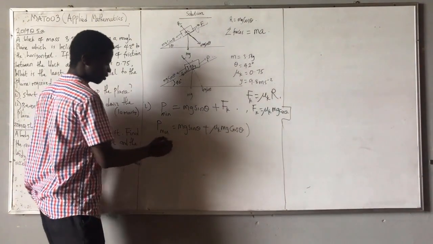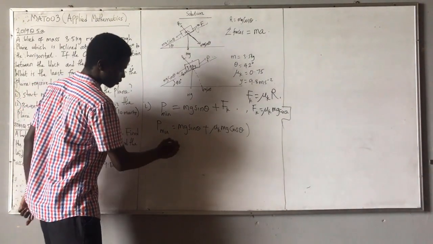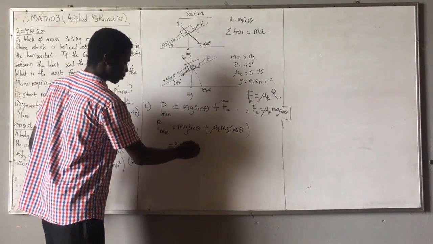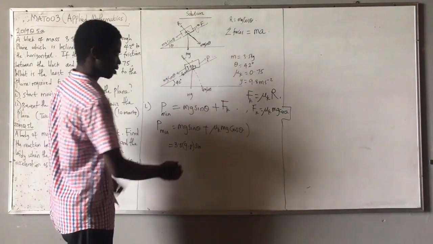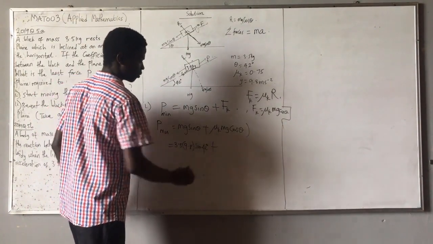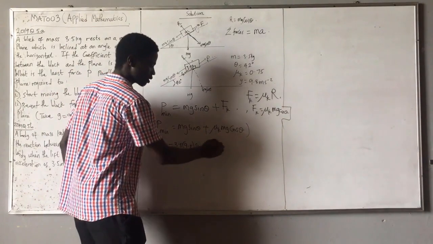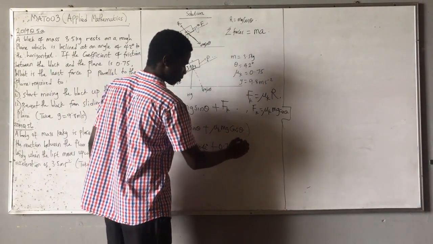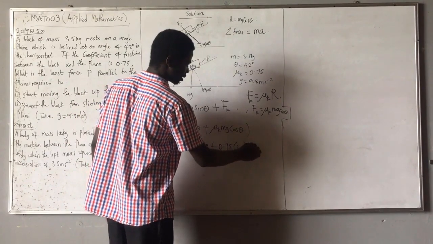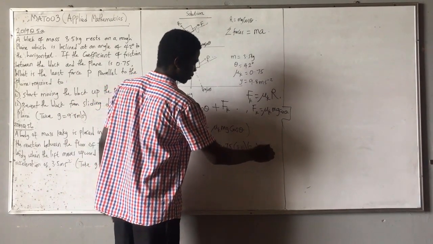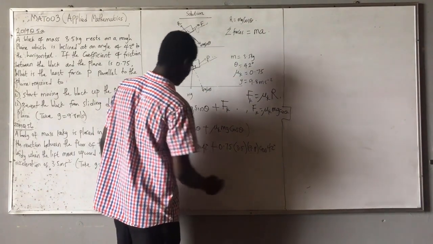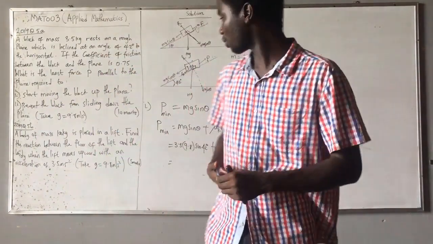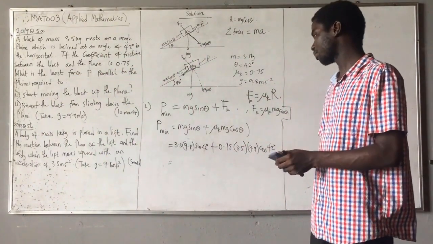So you put in values. M is what? 3.5. 3.5 multiplied by g, g is 9.8, sine what? Theta. Sine 42 degrees. Plus mu. Mu is 0.75, multiplied by m, that's 3.5. G is what? 9.8. You just multiply cos what? 42. So the calculator will help you solve all these ones here. You will use calculator to solve all these ones, sharp.